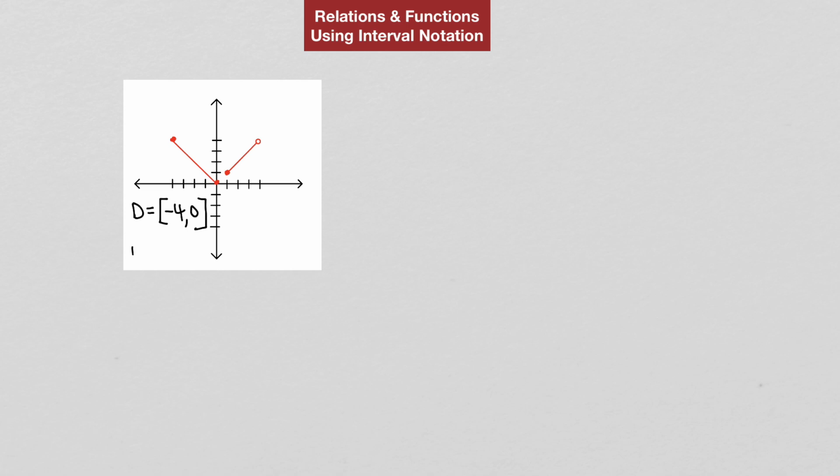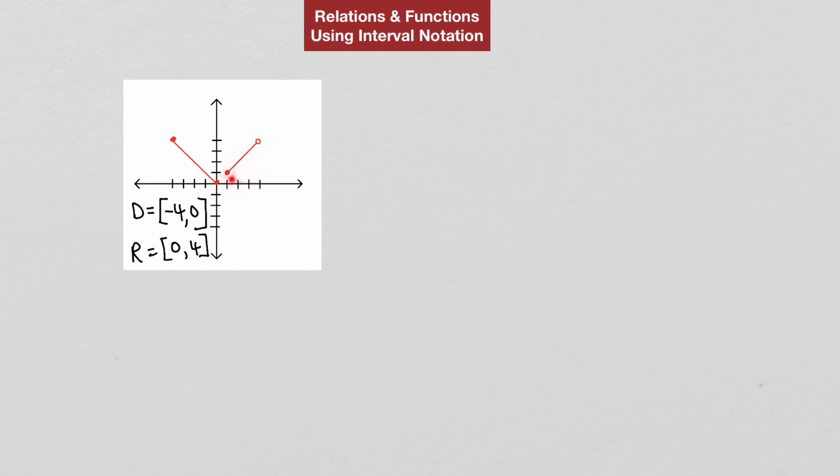And now the range, we're going to look along the y-axis. It starts at 0 and it goes all the way up to 4. So then we'd write open bracket, 0 to 4, close bracket. Now we're going to look on this side.